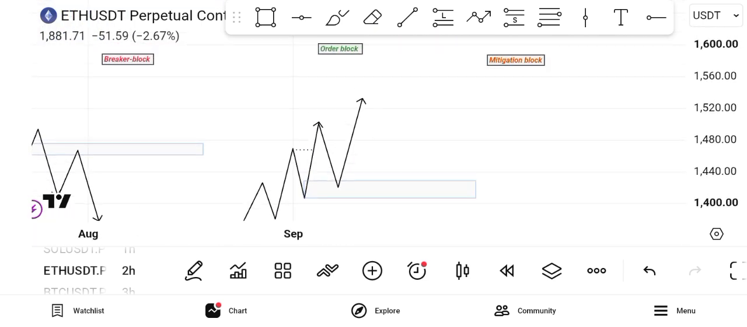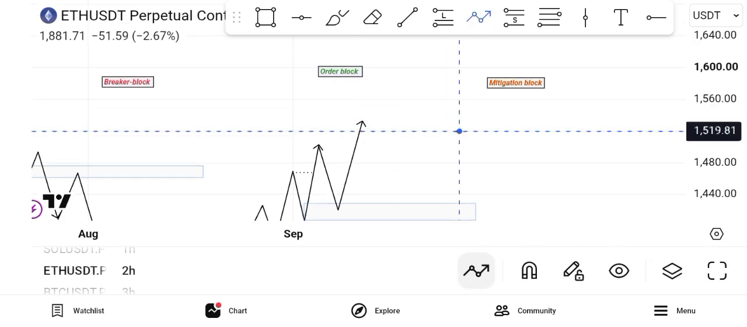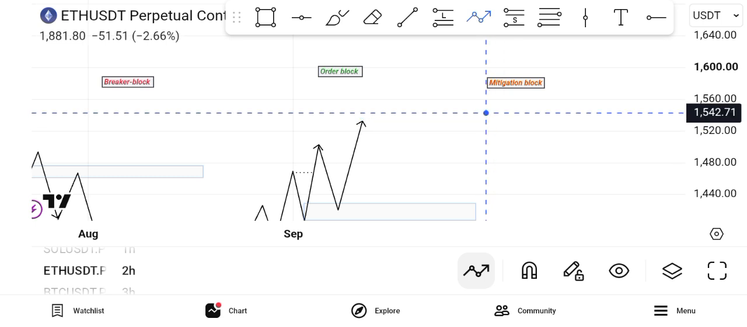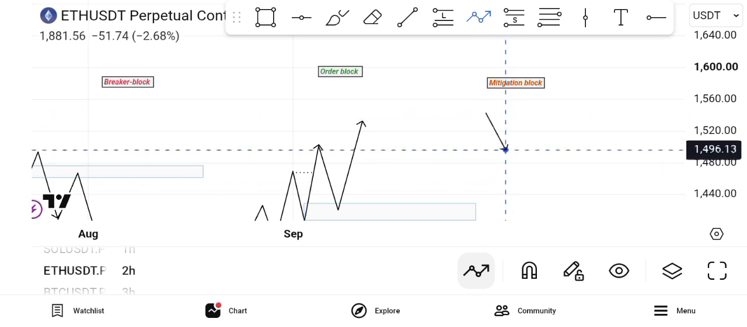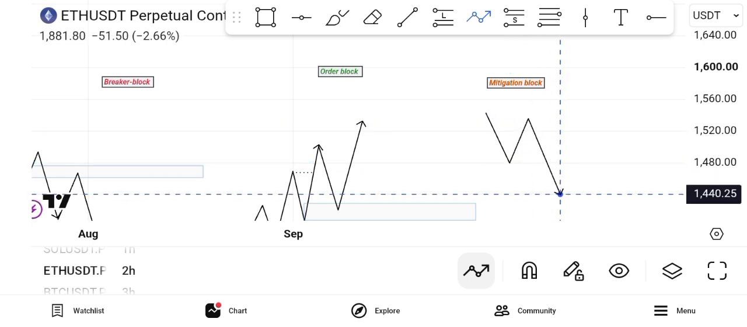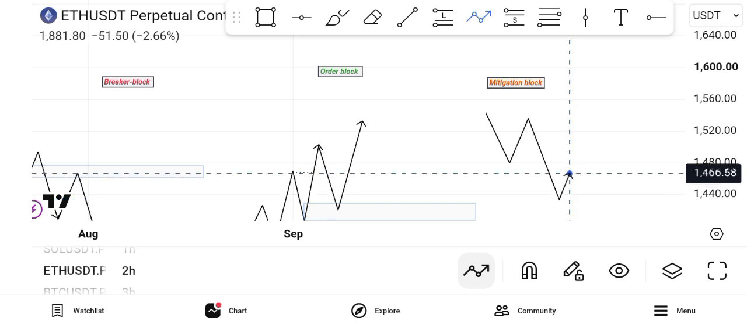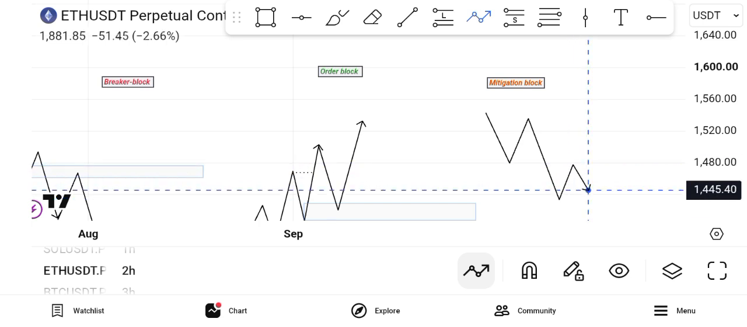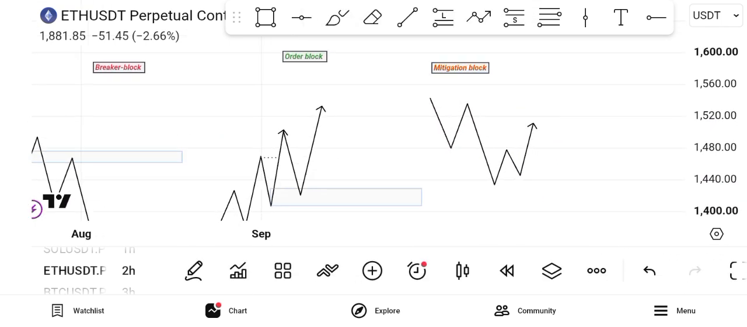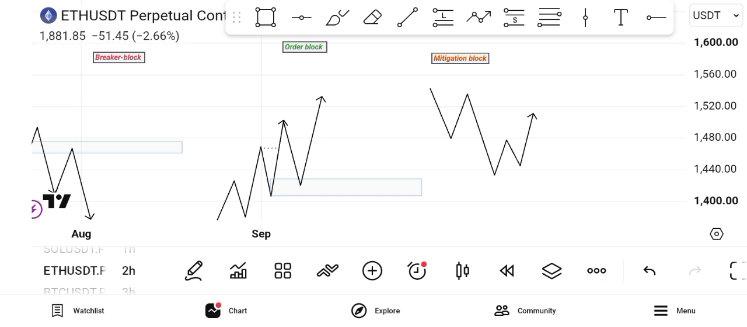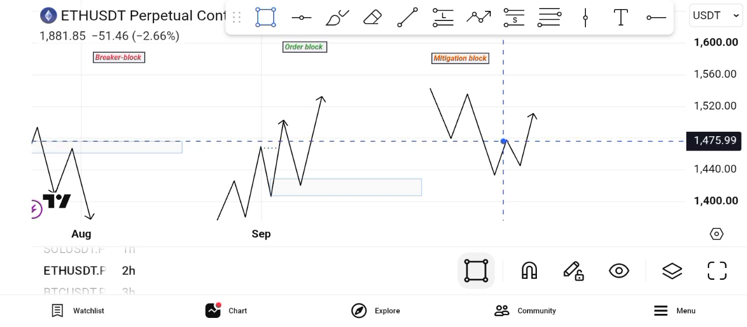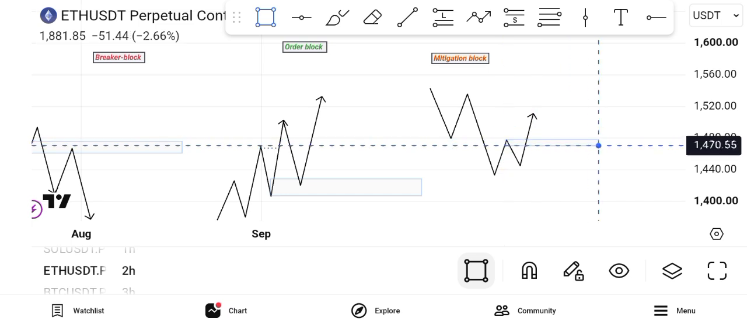Now the mitigation block is quite different. A mitigation block is when you see a block inside another block. So let's say we have a trend like this that created an uptrend, then a downtrend. We have something like this, then a retracement all the way to this point, and all of a sudden the market did this, and started breaking all the way up. If you notice, we have a structure inside another structure, and something like this would be considered a mitigation block.